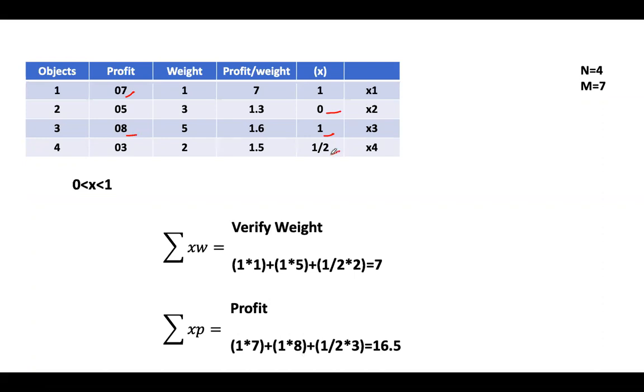And fourth object, you have taken half of the fourth object, not the entire fourth object. Half of the fourth object means 1 by 2 into 3. We are talking about the profit, not weight. Half of the fourth object you have taken, so profit also you should get half itself. That is 3 divided by 2. So if you sum it up, this is the maximum profit we are going to get in this task.